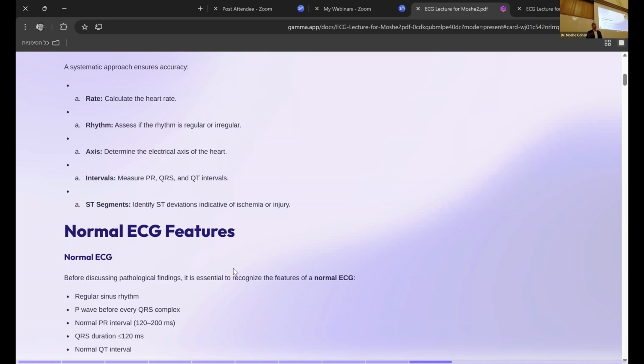Good, 0.12. If it's more than 0.12, it could mean several things. It could, as an example, mean right bundle branch block when it's on the right leads, or left bundle branch block when it's on the left leads. So the duration of the QRS is very important. It has to be below 0.12.